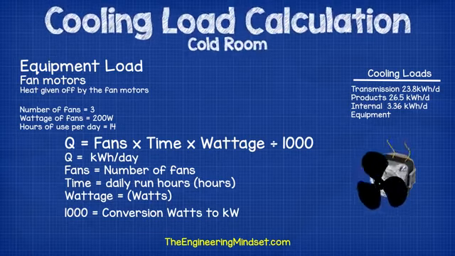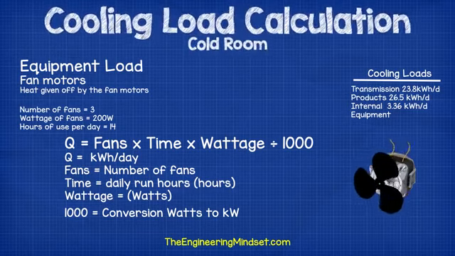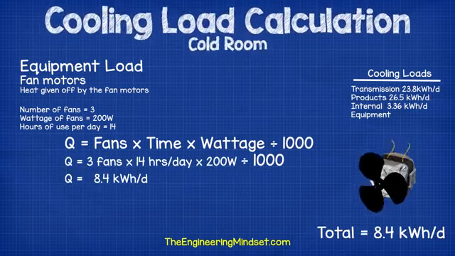We can use the formula Q equals fans multiplied by time multiplied by wattage divided by 1000, where Q equals kilowatt hours per day, fans equals the number of fans within the evaporator unit, time equals the daily run hours, wattage equals the rated power of the fan motors, and 1000 is to simply convert from watts to kilowatts. So if we drop these numbers in, we'll see that the answer comes out at 8.4 kilowatt hours per day.